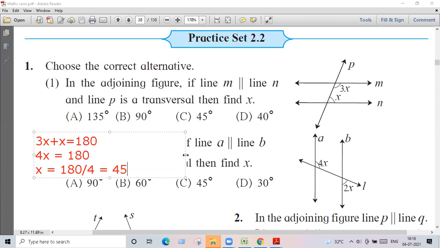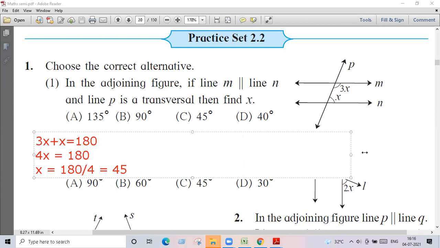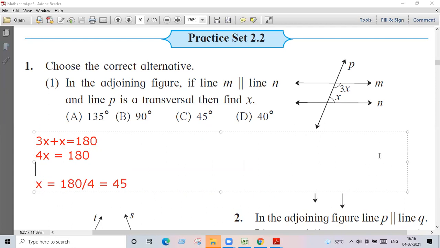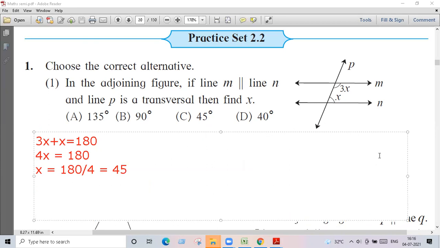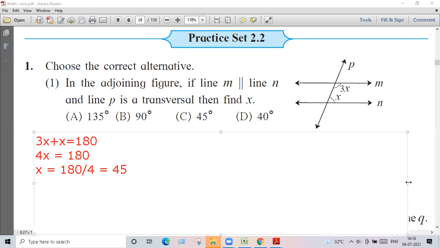Question number 1 is done. So for that purpose, we have utilized the property of interior angles. They are supplementary. They are supplementary.